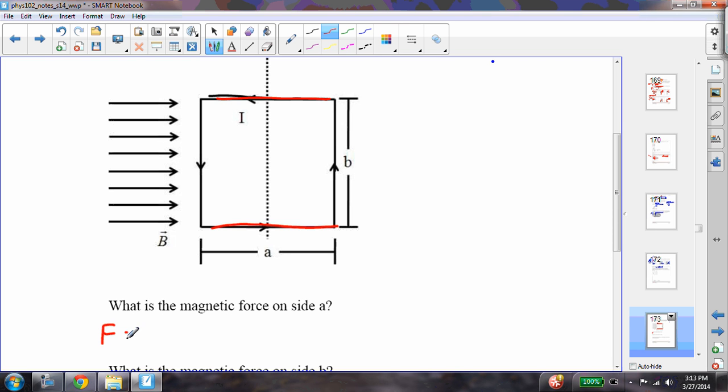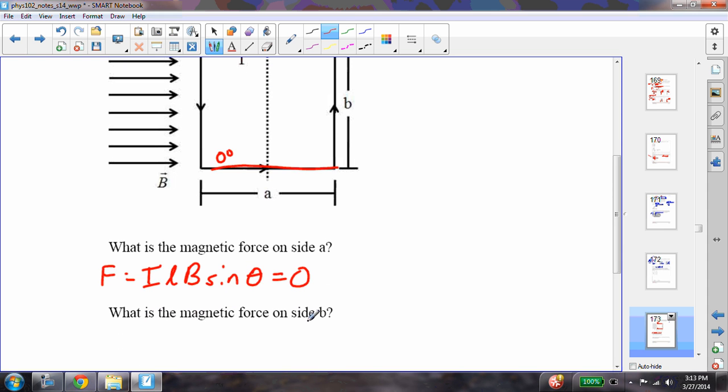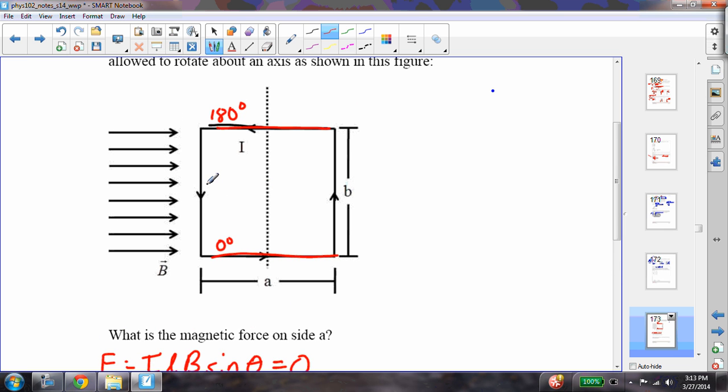Well, I know that force is equal to ILB sine theta. In this case, I would be the current, L would be the length A of the wire, B would be the magnitude of the magnetic field, and then theta in this case would be 0 degrees here and 180 degrees here. Both the sine of 0 and of 180 are equal to 0, and so this force is equal to 0 newtons. There is no force exerted onto the loop on side A.